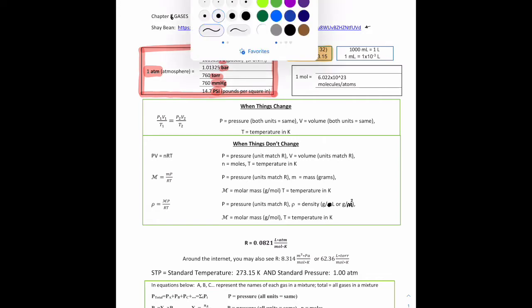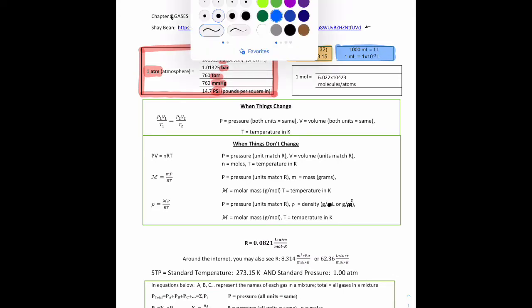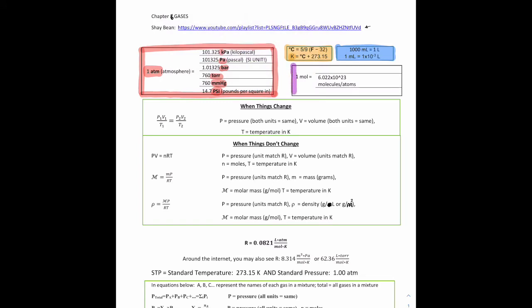Something else that you may or may not find helpful is right here we have volumes. We have 1,000 milliliters is equal to 1 liter. We also have that 1 milliliter is equal to 1 times 10 to the minus 3rd liters. We have moles. You guys already know that a mole is this many atoms. The reason it comes into play in this chapter is because we'll talk about a mole of gas molecules, and there'll be that many little tiny gas molecules or atoms bumping around in a container.